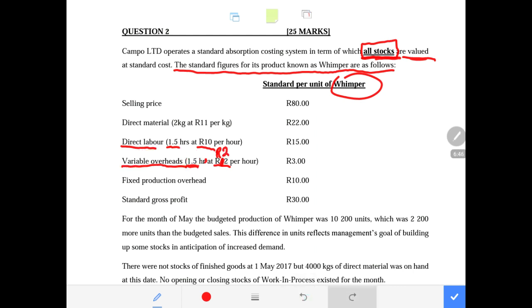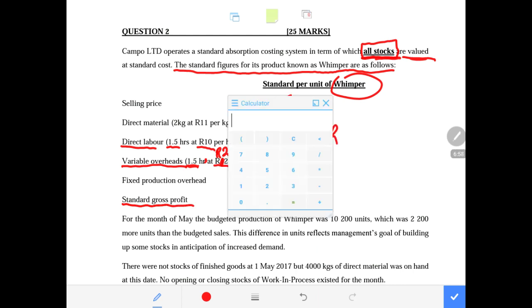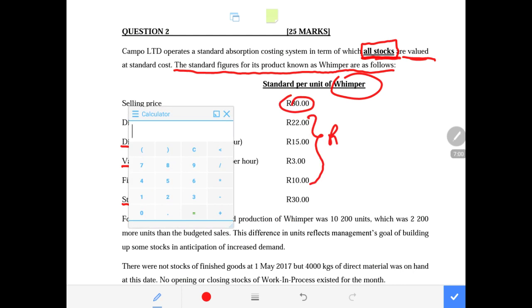Then now we go to the next part that says standard gross profit. Remember, the standard gross profit will be the selling price minus the total cost, and our total cost, let us calculate it. It is per unit 22 rand plus 15 rand plus 3 rand plus 10 rand. This will give us 50 rand, and 50 rand will be the absorption cost per unit. This will be our cost per unit, absorption cost per unit being 50 rand.